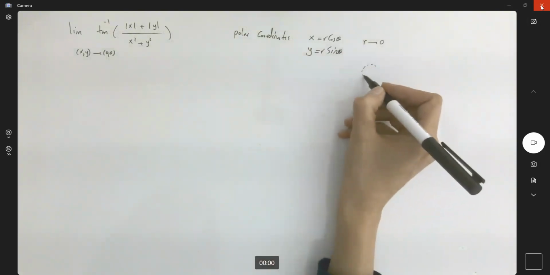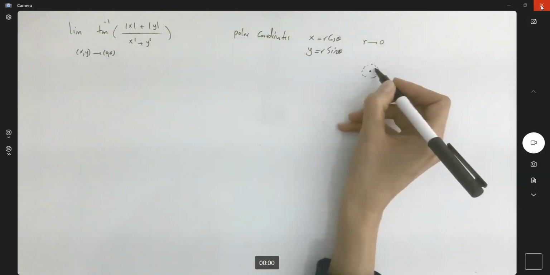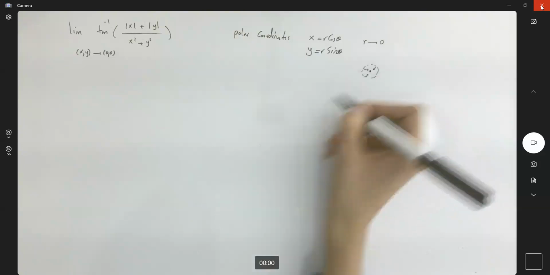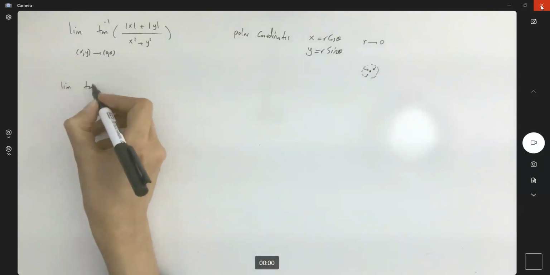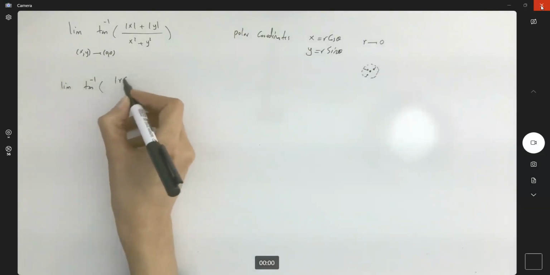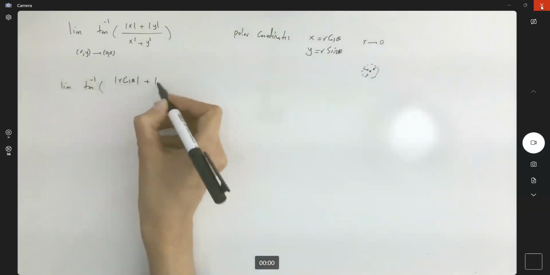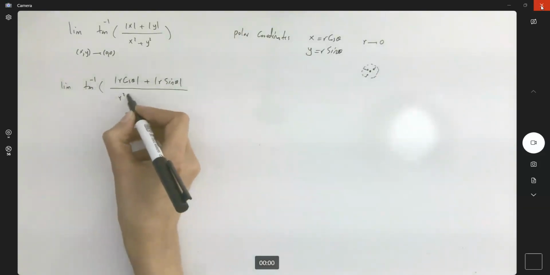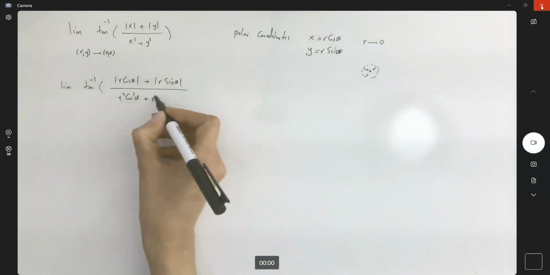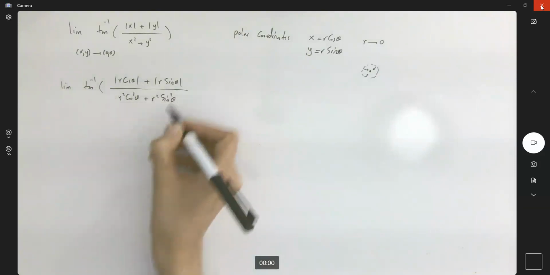It means that you're shrinking around the origin. R goes to 0. So I'm going to substitute. This limit becomes the limit of inverse tangent of absolute value of r cosine theta plus absolute value of r sine theta divided by r squared cosine squared of theta plus r squared sine squared of theta.